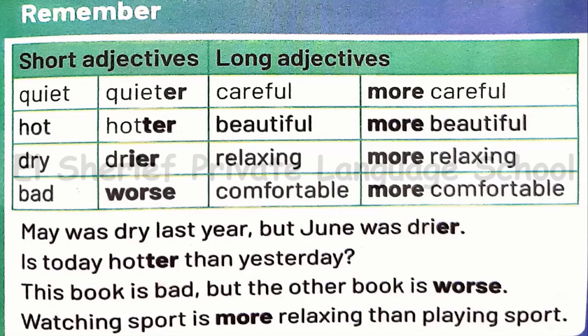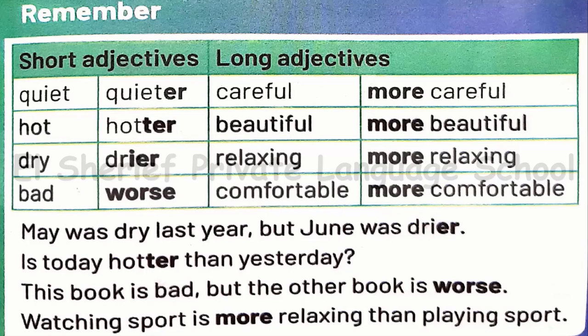And when I want to get the comparative of the adjectives, I should know that with a short adjective, I just add er to the end of the adjective, and then I put the word than. But with the long adjectives, I put more or less before the adjective, and then I put than. Now let's move on to the examples.